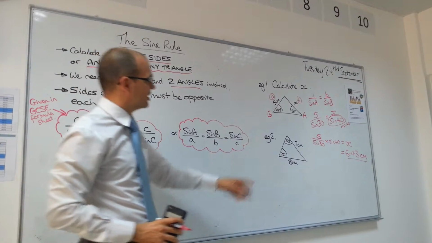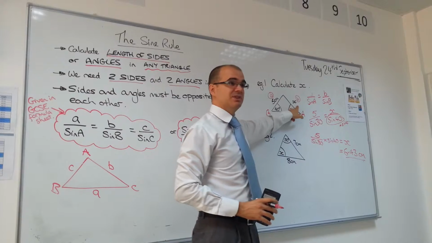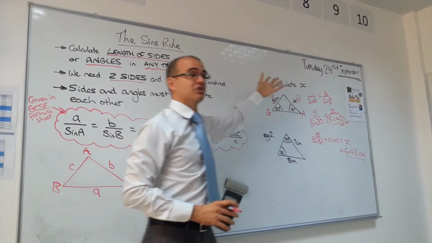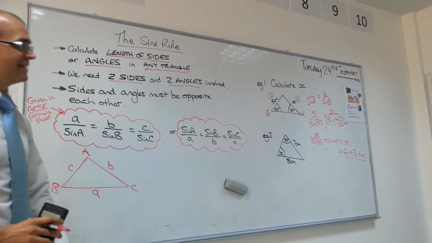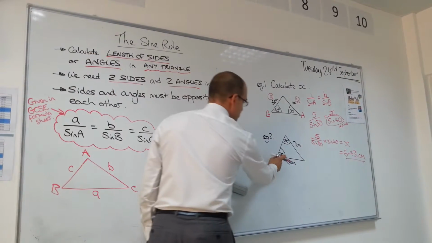Now you go into exam technique. Is that a reasonable answer? Well, it sounds about right. If we're looking at 5 centimetres, 6.4 centimetres doesn't sound out of place. If I get an answer of 127 centimetres, that doesn't look that good. Straightforward. Okay, example 2 now though.